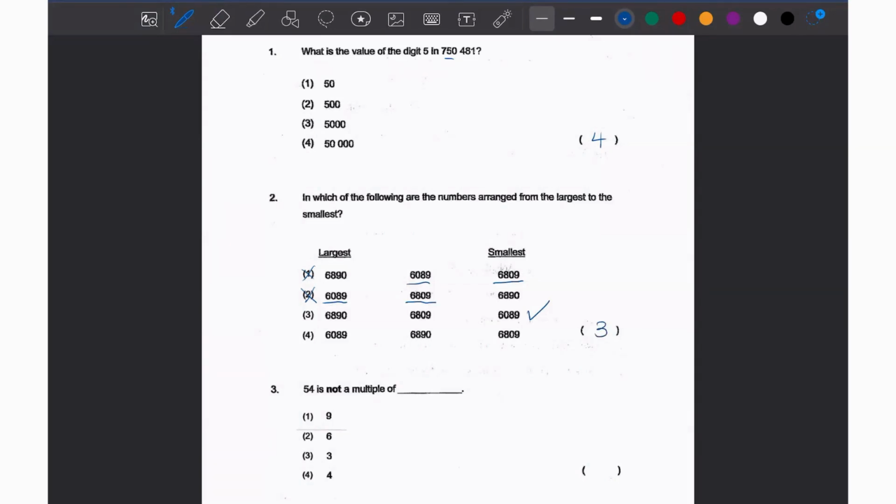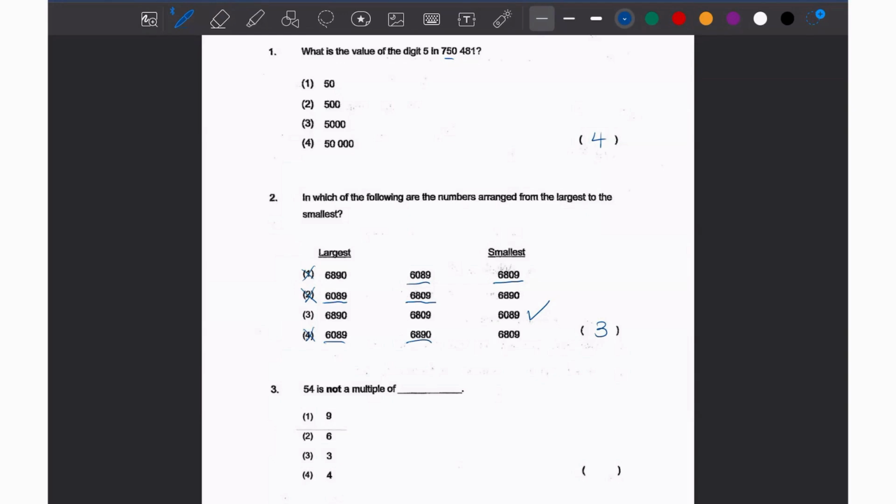But don't just stop there. Do check for option 4 as well. So you see 6089 is the largest, followed by 6890 as the second largest. You look at these two numbers, 6890 is already larger than 6089. So option 4 is wrong as well.